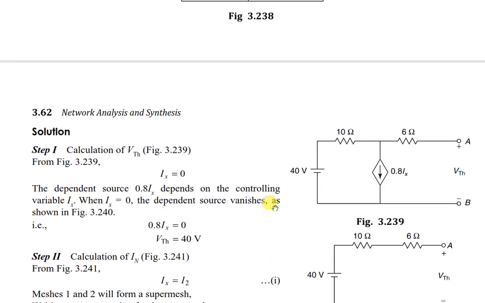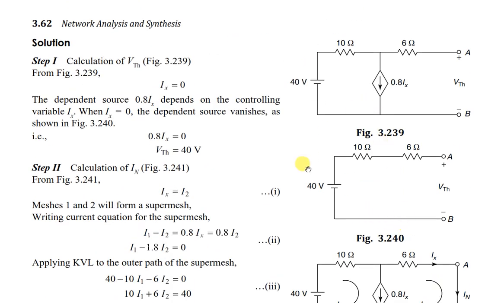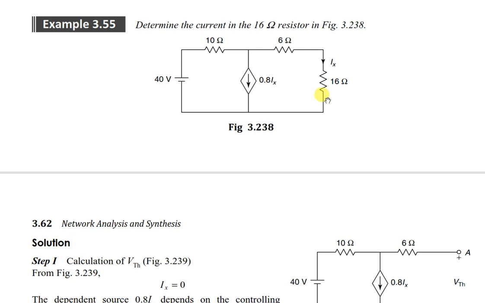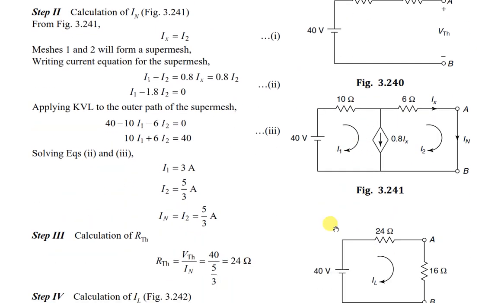And if the same problem is asked to find the maximum power delivered to this load, if they will give RL here, what is the value of RL for maximum power? Same procedure only for all the problems. For maximum power transfer to the load, RL should be equal to RTH. RTH is how much? RTH is 24 ohm. Here actually 16 ohm is there. For maximum power transfer, this should be 24 ohms. And the maximum power value is VTH square by 4 times RTH.